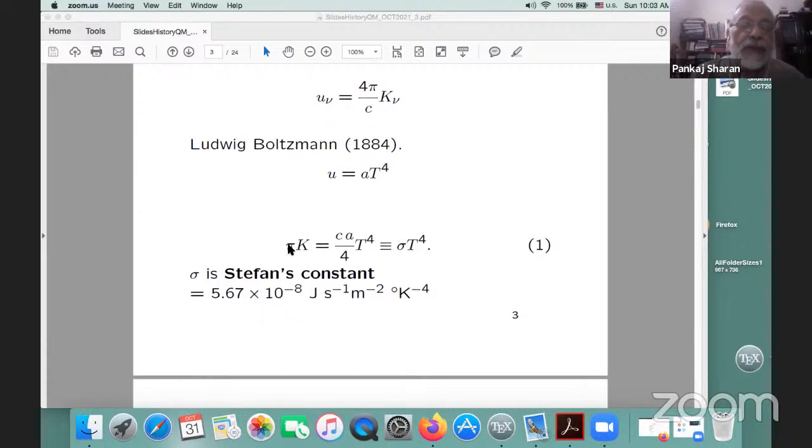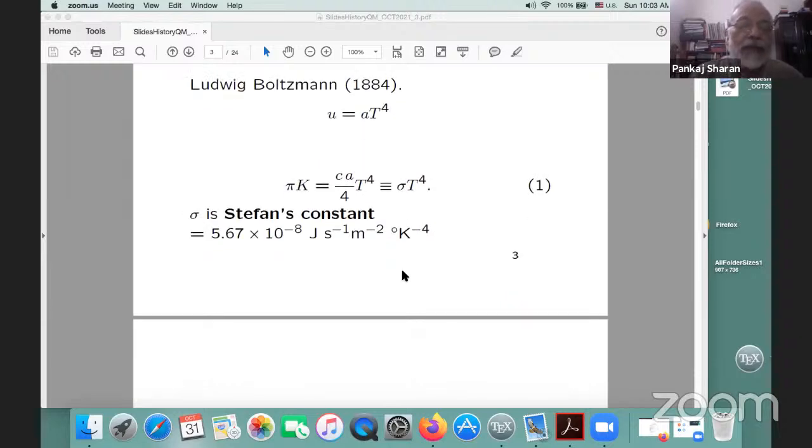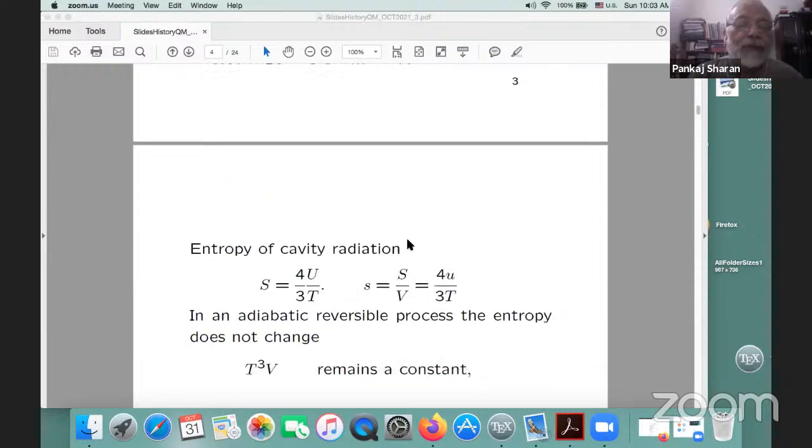So this pi times K, pi is the constant which comes if, instead of just the normal radiation, you integrate over all directions on one side of the surface. This will become pi times K, and that goes as sigma T to the power 4. So this constant is called Stefan's constant. Its current value is 5.67 times 10 to the power minus 8 joules per second per meter square per fourth power of degree Kelvin.